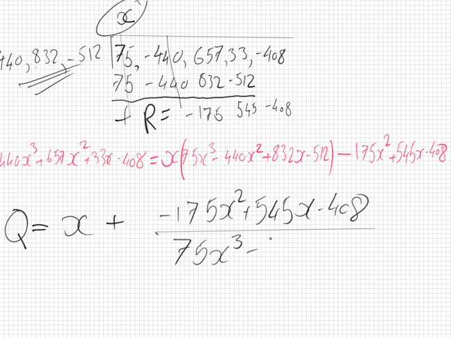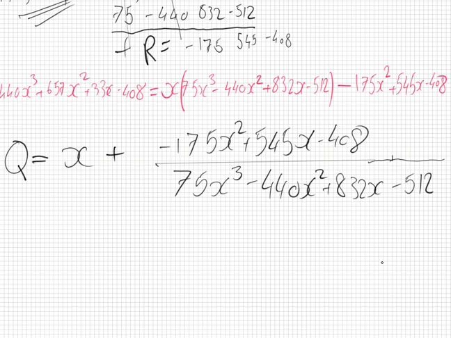75x cubed minus 440x squared plus 832x, whoops, minus 512. Now, Amjad, what is the denominator like there if you try to get the answers? Now, check on the calculator. Abdel as well. Is it 1, 2, or 3? 2. So one of them's repeated then.